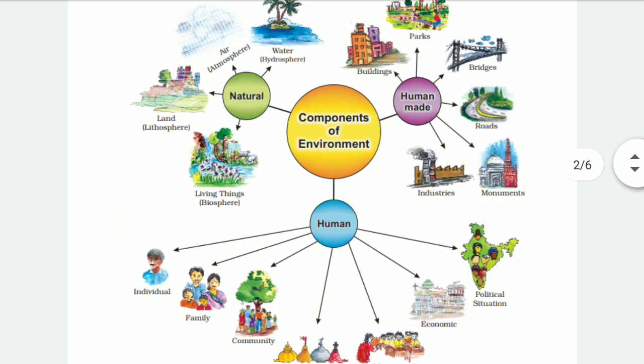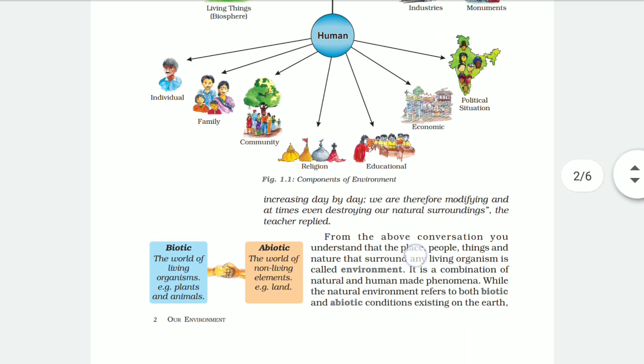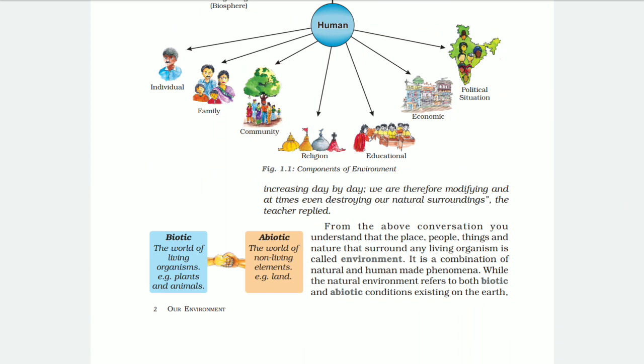Look at it very carefully. There are three components of the environment classified: natural: water, air, land, living things; human-made: buildings, parks, bridges, roads, industries, monuments; and humans, divided into individuals. They make the family, community, religion, education, economic, social, political situations, or countries. Our needs are increasing day by day, so we are modifying, at times even destroying, our natural surroundings.